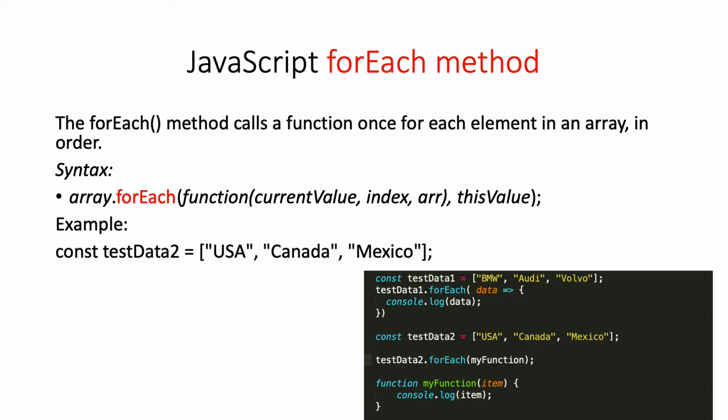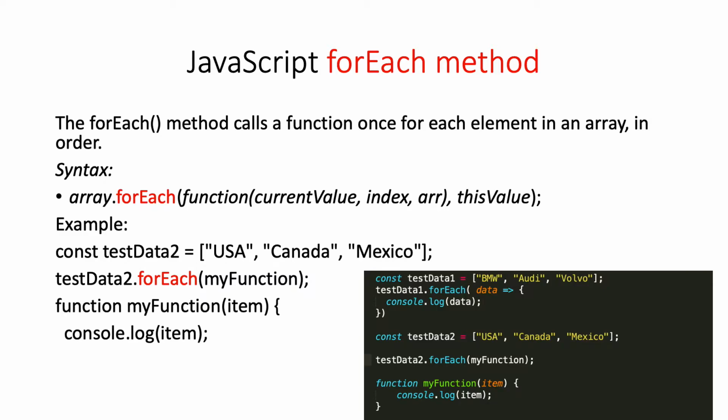Example of code with the ForEach method, you can see. Basically, we have an object and we're looping through this object, calling a function which prints our items, which are USA, Canada and Mexico.